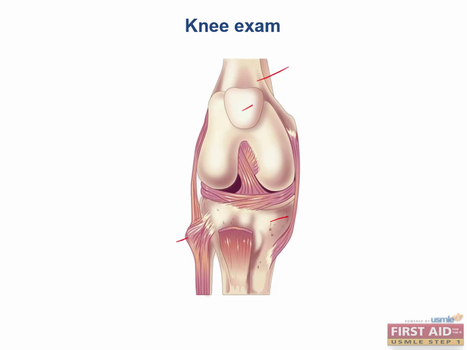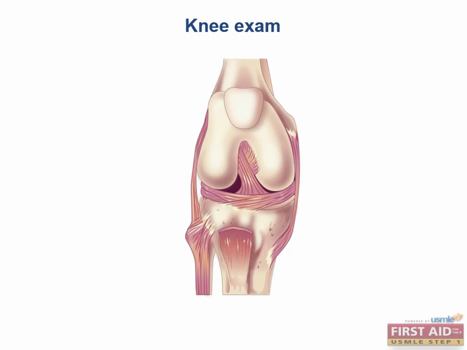The first two structures, and the most likely to be tested, are the cruciate ligaments. The anterior cruciate ligament and the posterior cruciate ligament, fondly referred to as the ACL and the PCL. Why are they called cruciate? Because cruciate means cross-shaped, which is exactly what they do, form a cross.